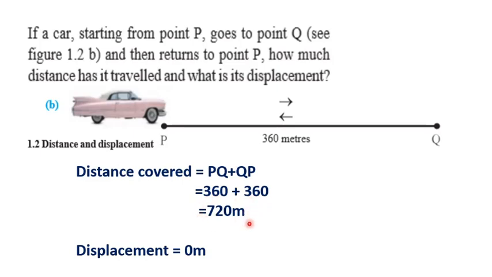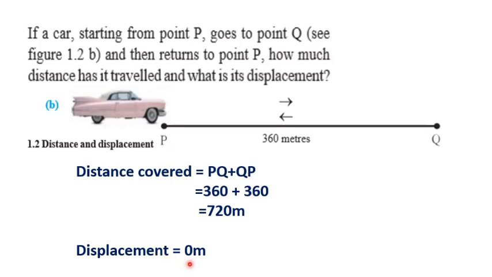Now, what will be the displacement? Displacement will be 0. Now, how is displacement 0 here? The car is at point P. From point P, it is going to point Q. P is the initial point, Q is the final point. So the car is at P, the initial point. It is reaching the final point. From the final point, it is again coming to the initial point. So there was no displacement. It again reached its initial point. So that is why the displacement becomes 0.